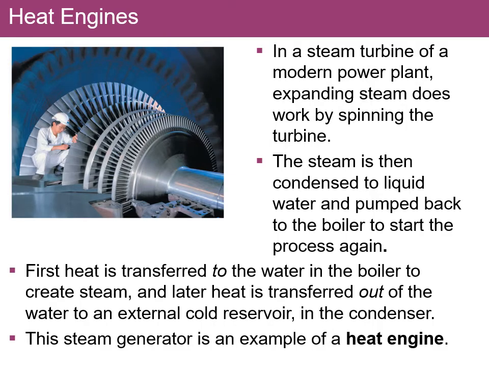In a steam turbine of a modern power plant, expanding steam does work by spinning the turbine. The steam is then condensed to liquid water and pumped back to the boiler to start the process again. First heat is transferred to the water in the boiler to create steam, and later heat is transferred out of the water to an external cold reservoir in the condenser. This steam generator is an example of a heat engine.